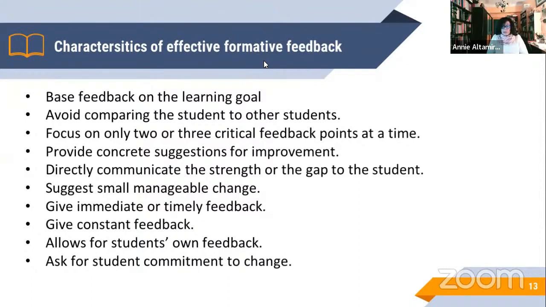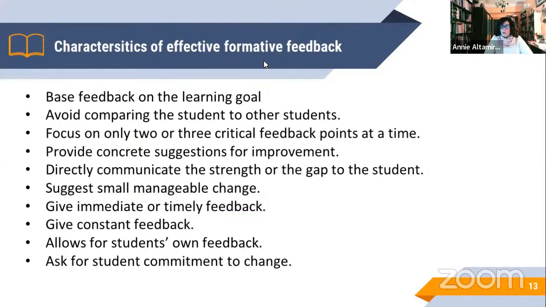Give constant feedback. That is, make it part of your class routines, not something that we do once in a while. Also, allow for students' own feedback. That is, this is something that we normally do. We ask the students to sit together, for example, exchange their writing and give each other feedback.